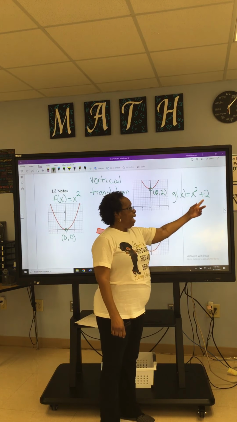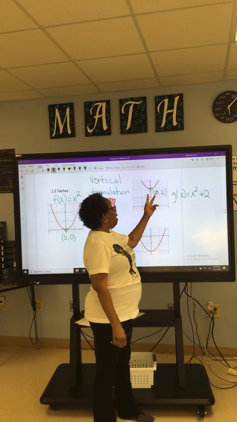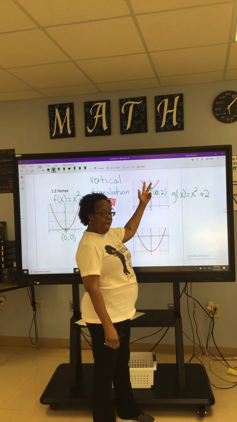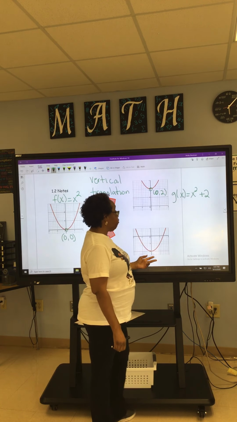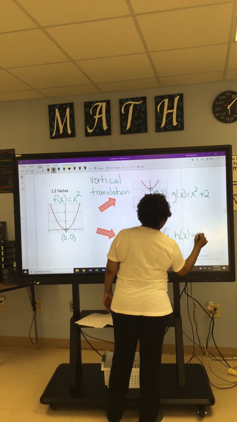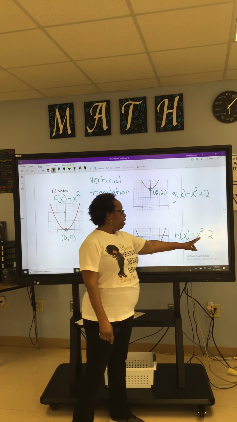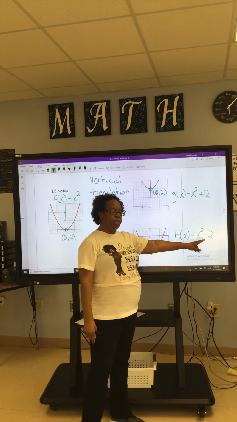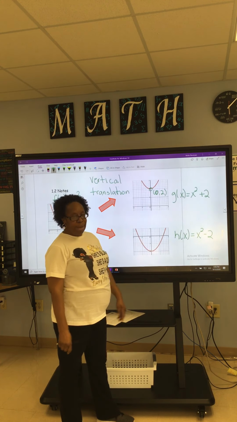So when something is added to the x squared out here, you're going to have a shift up. And if it's in the same place and the graph is shifted down, it's going to be subtracted. So here would be h of x equals x squared minus 2. When something is added or subtracted on the outside of the x squared, it's going to either shift up, +2, or down, -2.